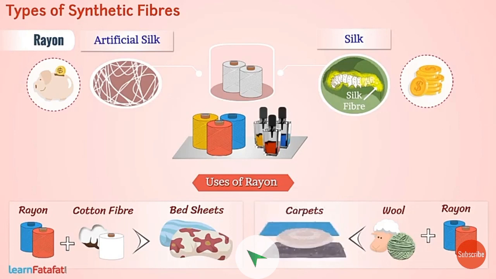Rayon is obtained by the chemical treatment of wood pulp. This fiber has similar properties to that of silk. So it is also called artificial silk. It is used to make rope, clothes, carpets and bedsheets.